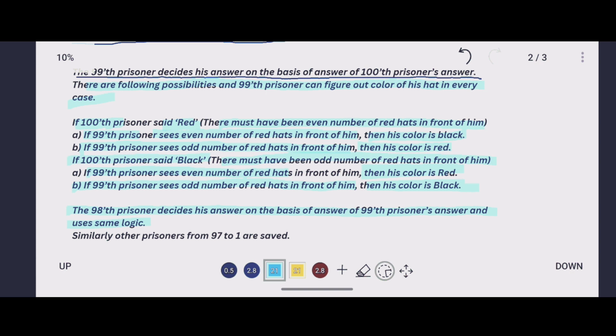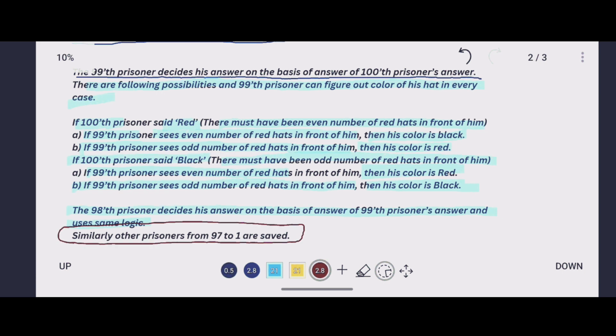We just have to use the information which was provided by the last prisoner, and on the basis of that we can identify whether we are wearing the red hat or the black hat, because we just have to count the total number of red hats. If it comes to be even, then we can decide. If it comes to be odd, then also we can decide, right? So this is the entire strategy which has been shown here, right? So similarly, the other prisoners from 97 to 1 are saved.